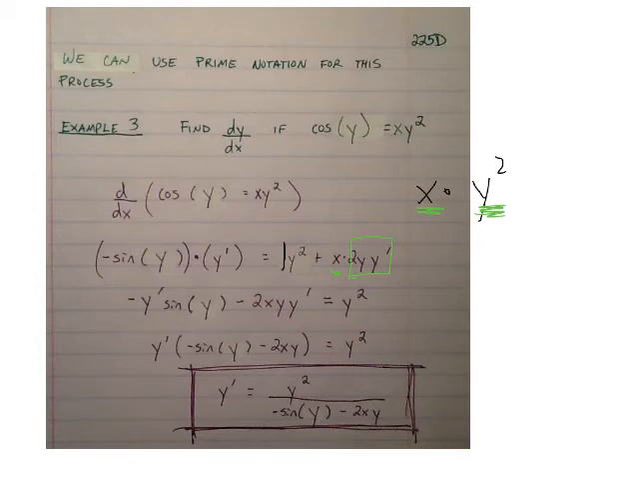When we go about solving this for y prime, what I want to do is take all pieces that have a y prime and move them to the left side of the equation, and all other pieces can stay on the right side of the equation. I then factor out a y prime, getting this equation here, and with that y prime factored out, I can divide both sides by the remaining factor, giving me the final answer of y squared all over negative sine y minus 2xy.